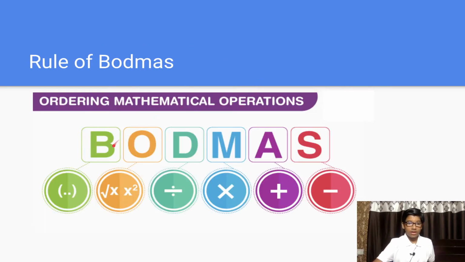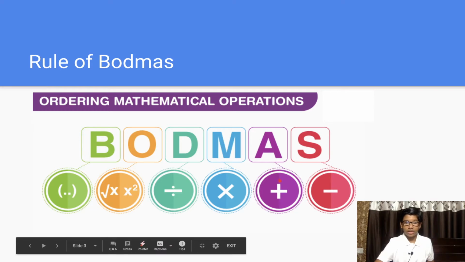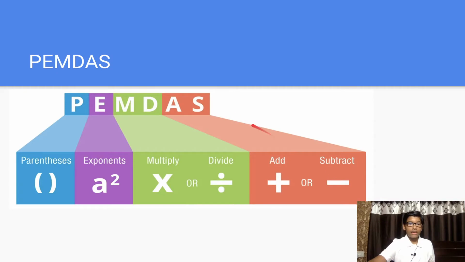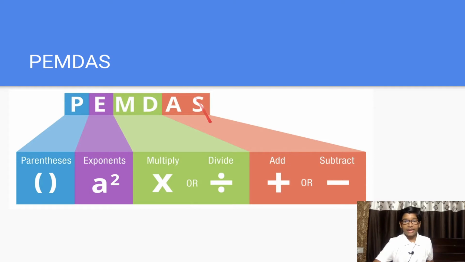As you can see here, B stands for bracket, O stands for square root or exponential, D stands for division, M stands for multiplication, A stands for addition and S stands for subtraction. So the same in Python we have a rule of PEMDAS, in which P stands for parentheses or brackets, E stands for exponents, M and D mean multiply or divide, and A and S mean addition or subtraction. So let's get started with our coding.